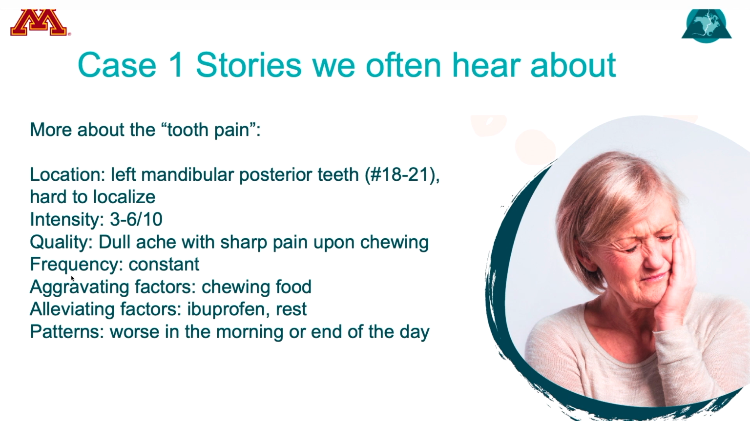So more about that tooth pain. It's on the left side lower quadrant between teeth 18 to 21. Intensity varies from 3 to 6. It's a dull ache sometimes with sharp pain upon chewing food. It's constant. When she chews food, it gets worse. And sometimes ibuprofen or rest can be helpful. But how come the pain stayed for the 2 months, didn't go away? And she noticed the pain is worse in the morning and at the end of the day.